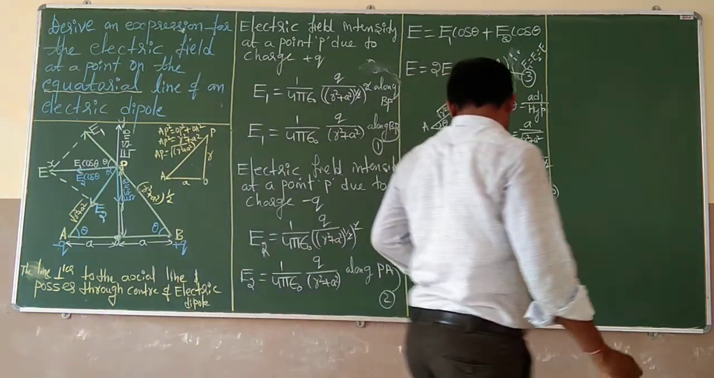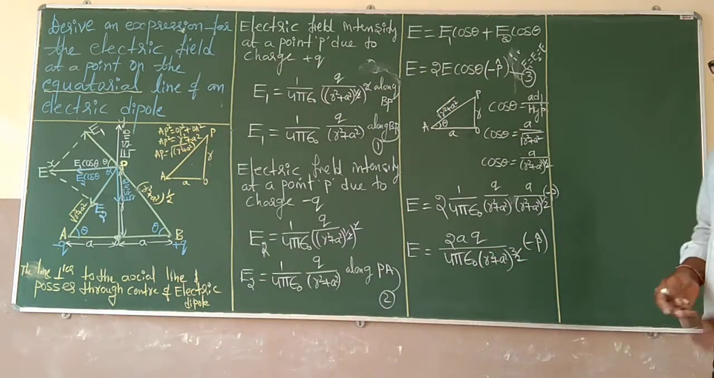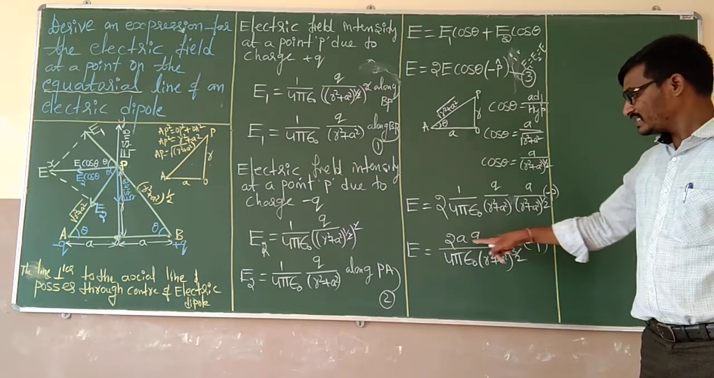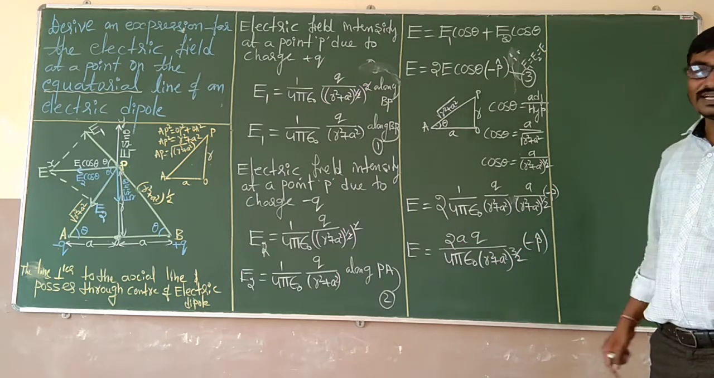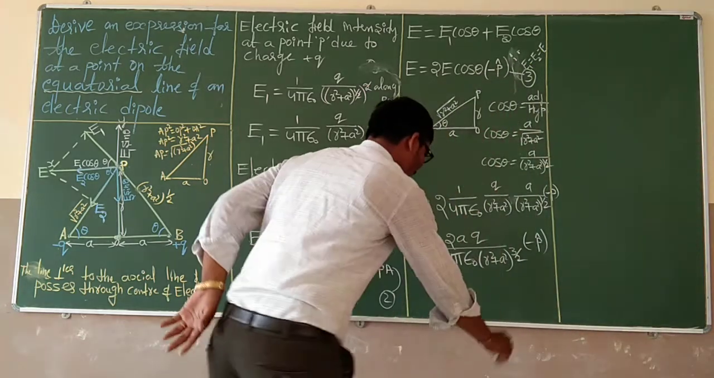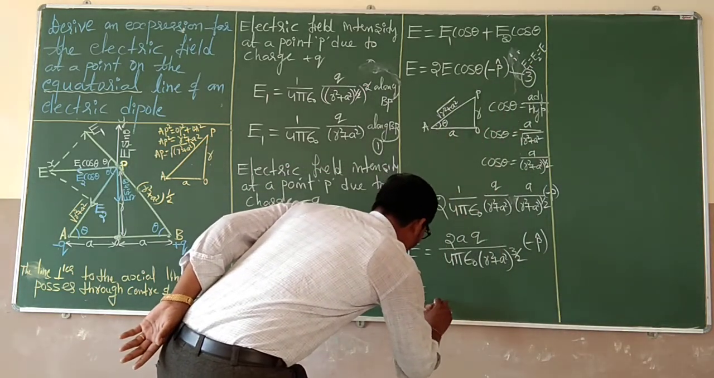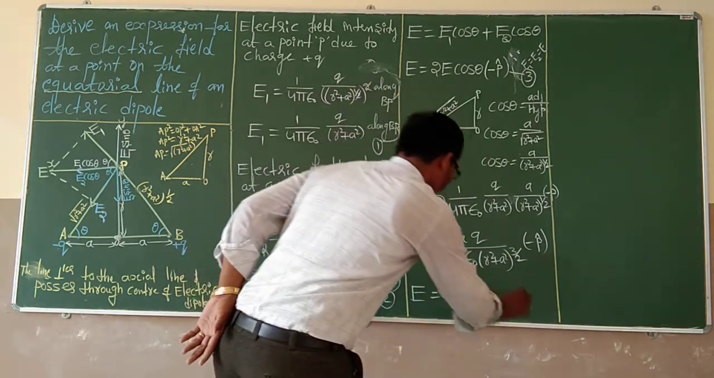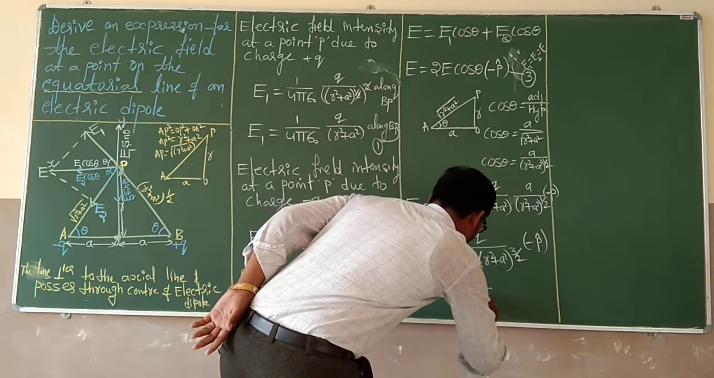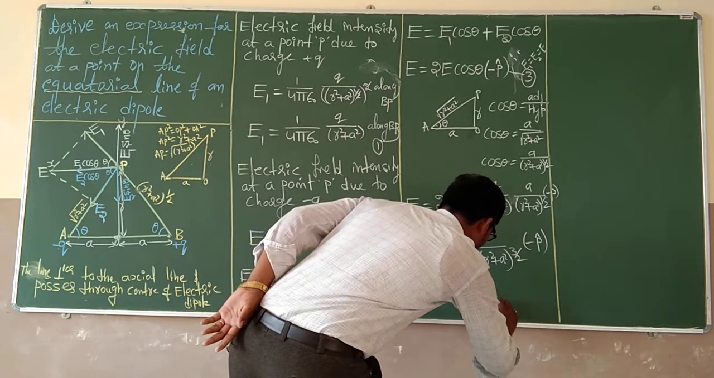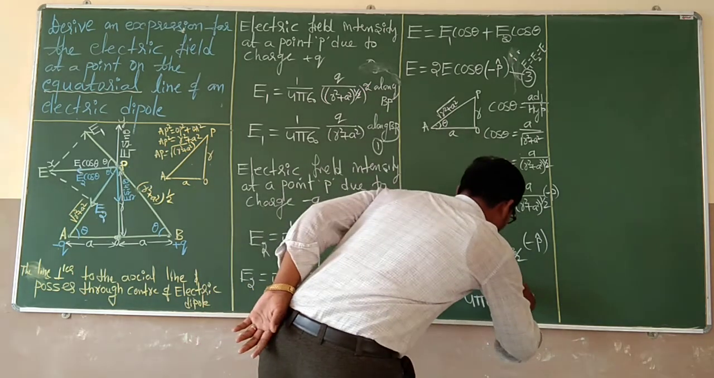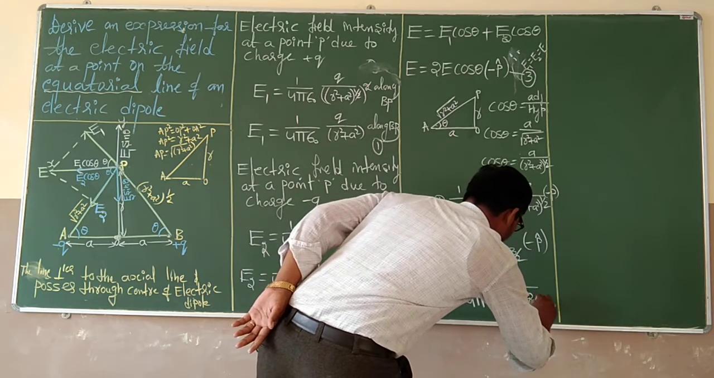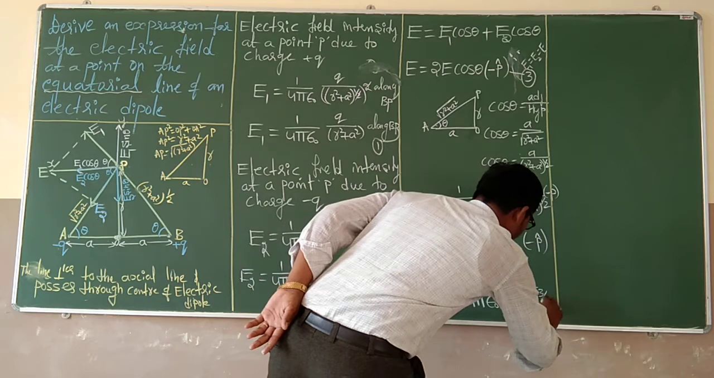Again, we know the definition of electric dipole: it is the product of charge into small distance. Q into 2A is P. You can write E is equal to minus, I keep this minus outside here, 1 divided by 4 pi epsilon naught, P divided by (R square plus A square) whole to the power 3 by 2.